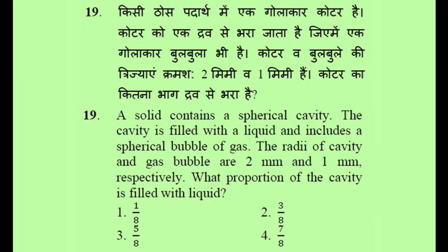Next problem, problem number 19. A solid contains a spherical cavity. The cavity is filled with a liquid and includes a spherical bubble of gas. The radii of cavity and gas bubble are 2 mm and 1 mm respectively. What proportion of the cavity is filled with liquid? Option 1, 1 by 8, option 2, 3 by 8, option 3, 5 by 8, option 4, 7 by 8.